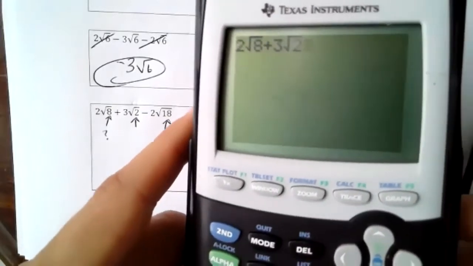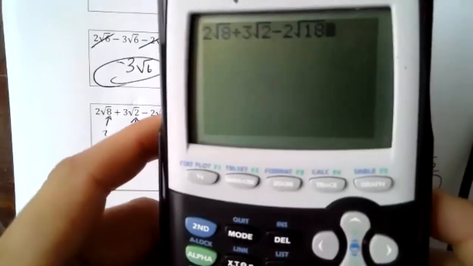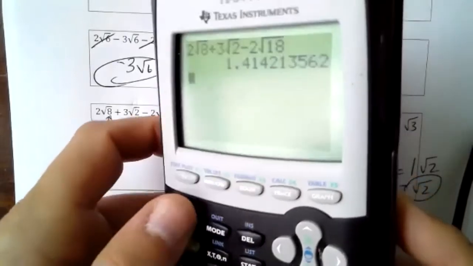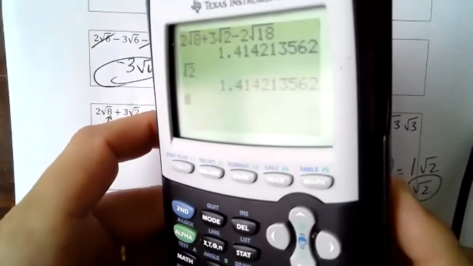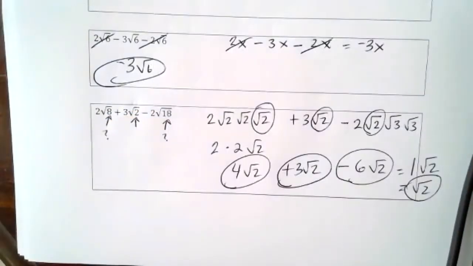And then minus 2 square root of 18. We get 1.414213562. And the square root of 2 is exactly the same thing. See that? So that proves that those two are equivalent.